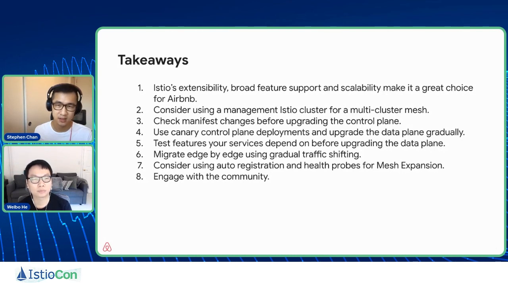Nobody cares more about your services than you and your team. Sixth, if you're moving from another service mesh or from no service mesh onto Istio, try to migrate your traffic edge by edge to catch issues without risking all of your production traffic. Seventh, if you're using VM support on Istio, definitely check out auto registration and health probes. And finally, make sure to engage with the community. They've been welcoming and responsive, and we've been happy working together.